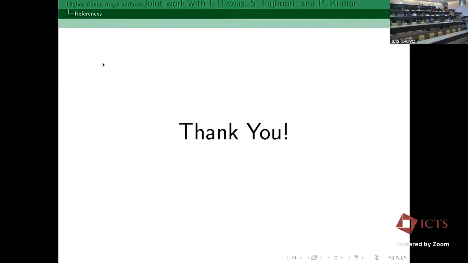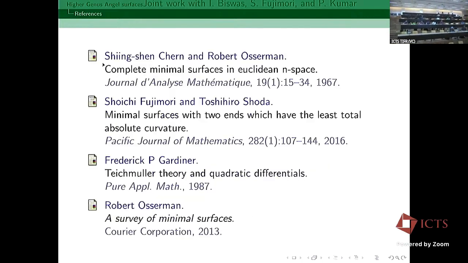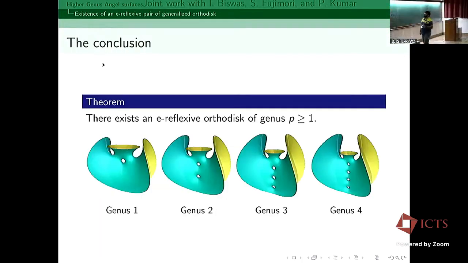Questions? The surfaces? These are immersed? Yes. Can we say if it's embedded or not? This is not embedded. If you see, these two sides are going infinitely, so they would self-intersect. They cannot be embedded.